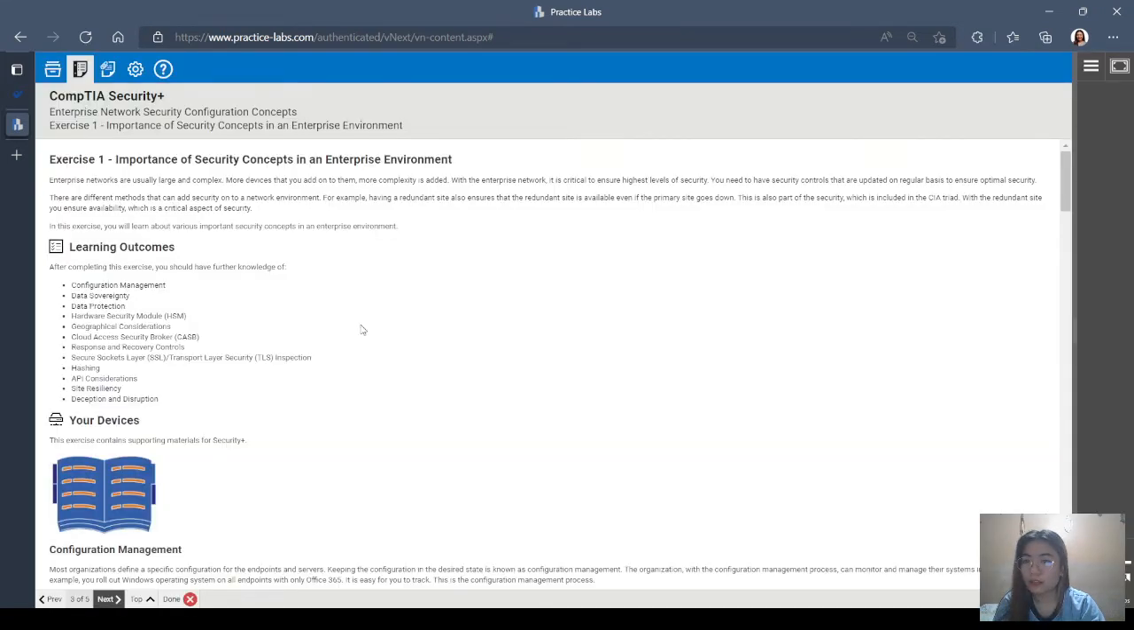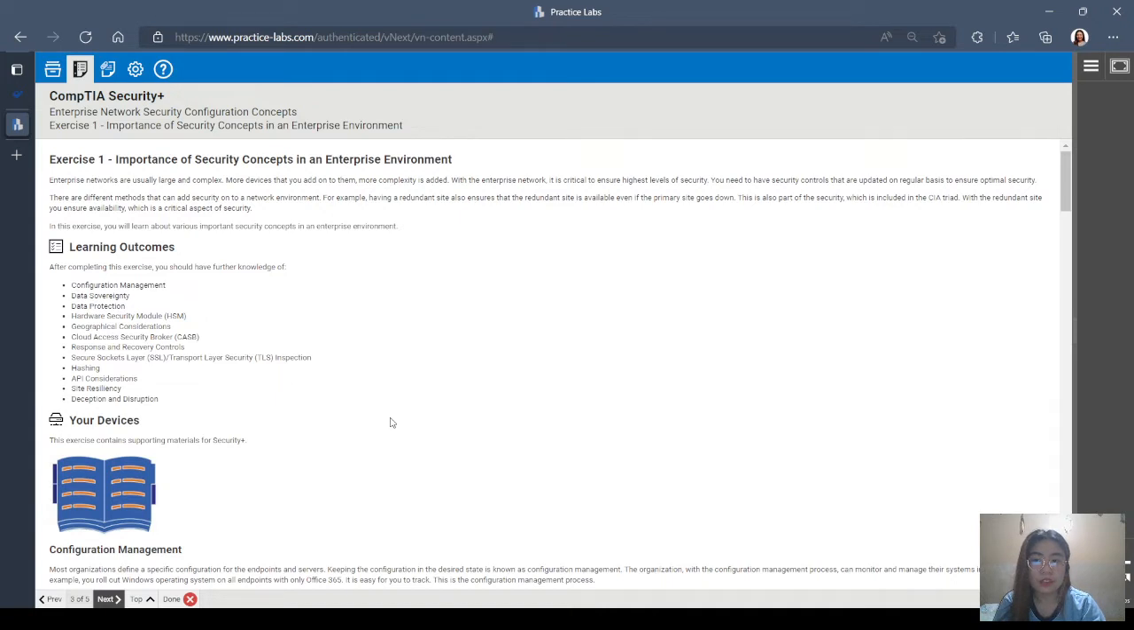Exercise 1, Importance of Security Concepts in an Enterprise Environment. Enterprise networks are usually large and complex. The more devices you add to them, the more complexity is added. With the enterprise network, it is critical to ensure the highest level of security. You need to have security controls that are updated on a regular basis to ensure optimal security.